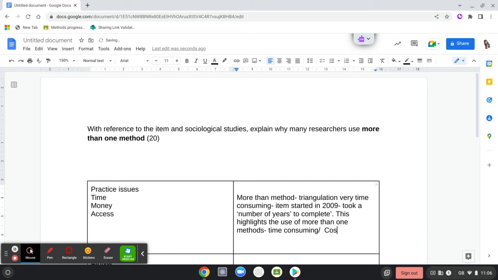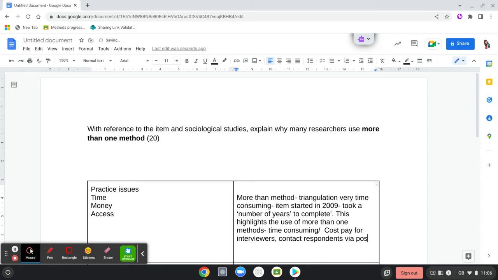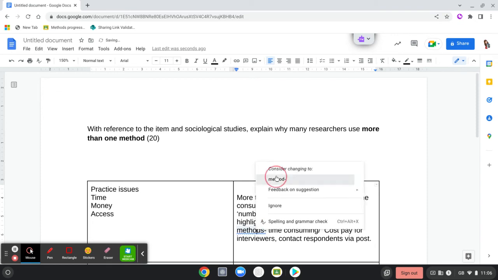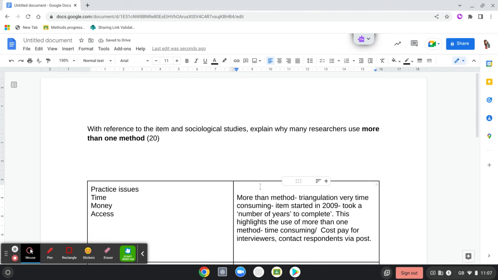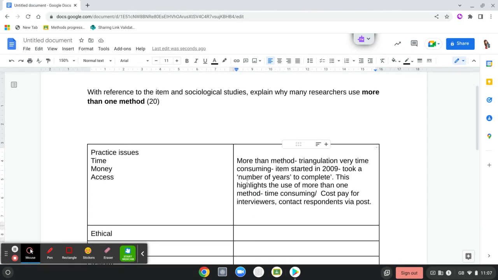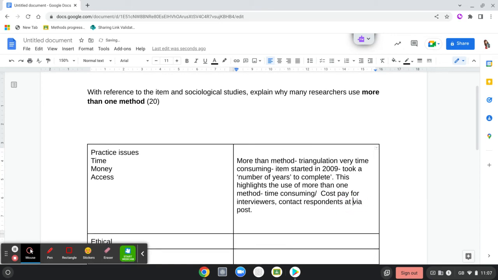Multiple methods also have a significant amount of cost, particularly to pay for interviewers or to contact respondents via post. So I'm kind of just pushing that in there, that ultimately they can also have a huge additional cost as well if we have to pay for interviewers, or if you're going to keep contacting respondents at regular intervals via post.